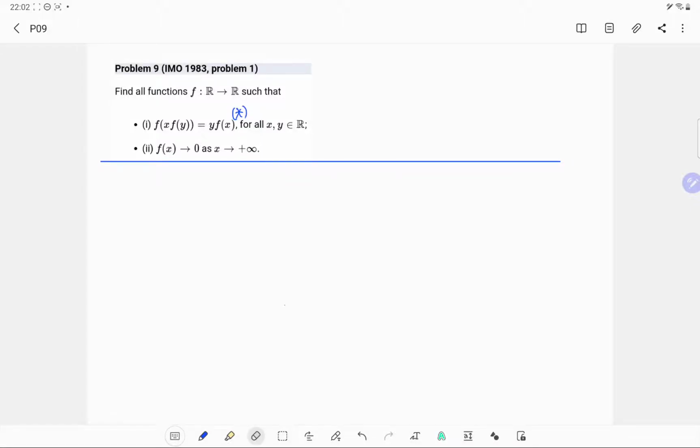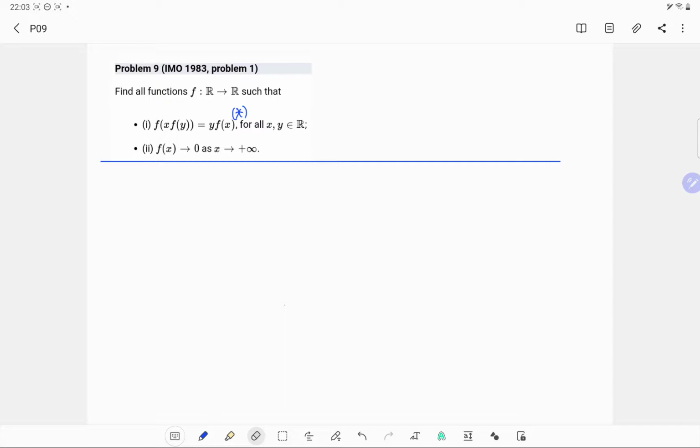Let's take a look at another functional equation. This one is problem 1 from the International Mathematical Olympiad 1983. The question is: find a function f from real numbers to real numbers that satisfies two conditions. The first one is f(x f(y)) = y f(x) for all x, y real numbers.